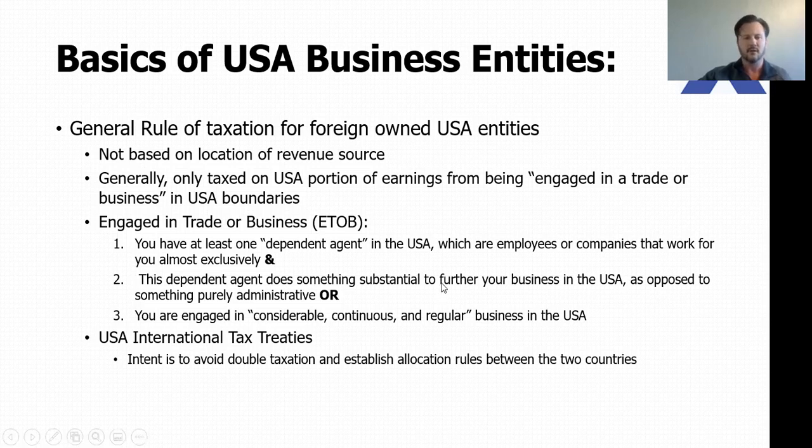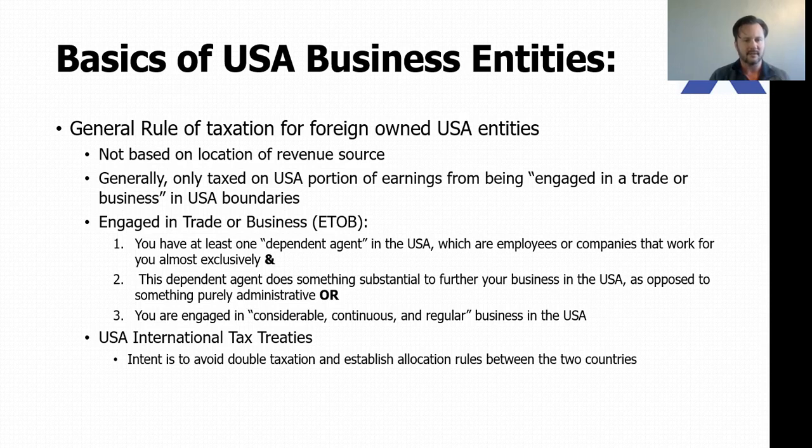at all. So they think that what you pay taxes on is based on the source of revenue, and it's actually not. It's based on where you're actually producing either the goods or services. The IRS calls it being engaged in a trade or business. So you're generally only taxed on the USA portion of your earnings from being engaged in a trade or business. So what does that mean? This is the IRS's definition.